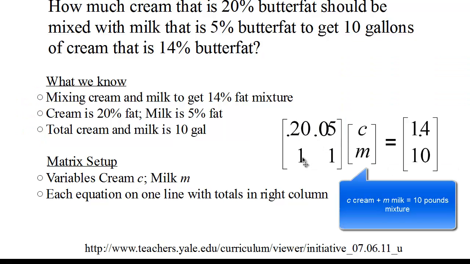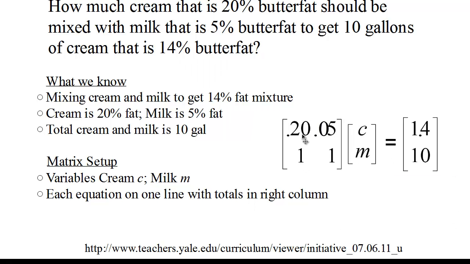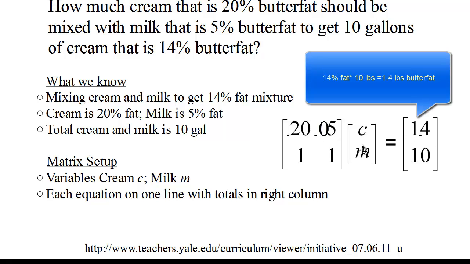We're going to put the totals on one line, and the amount of cream, 1 times the amount of cream plus 1 times the amount of milk, has to equal 10 total gallons. So that's this bottom row of the matrix here. The top row is going to be the percentage of butterfat that we need in each to get that final mixture of 14. We need 20% of cream, we need 5% of milk to give us 14% total butterfat.